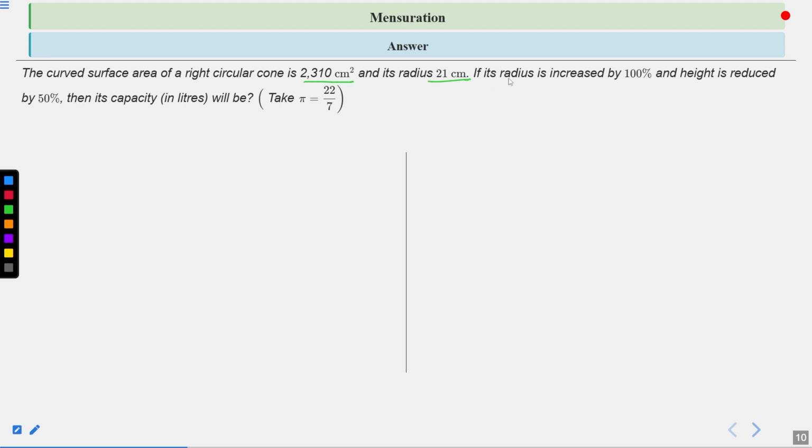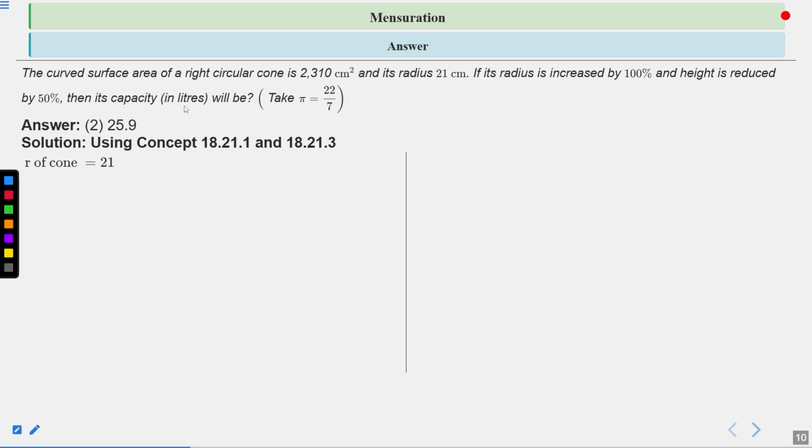Now the question says that if its radius is increased by 100% and height is reduced by 50%, then the capacity, so we need to calculate the volume of the right circular cone. The correct answer of this question is the second one, which is 25.9 liter. Now see the detailed solution using concept 18.21.1 and 18.21.3 in this question.